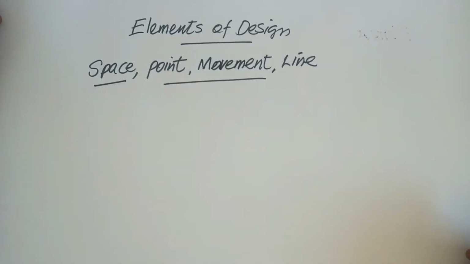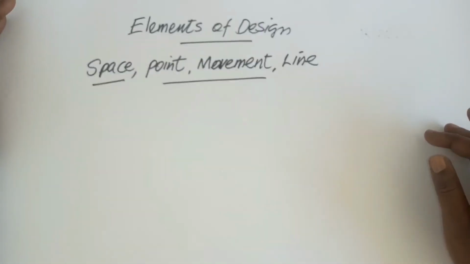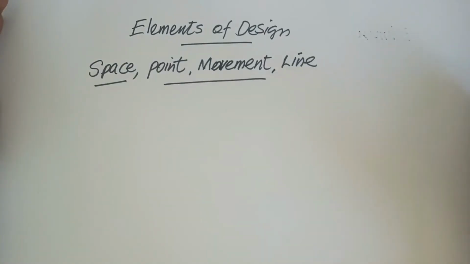Space. Space is the area we intend to make our drawing. So as far as an artist wants to make his drawing, he will decide the area he wants to make his drawing, and the area he chooses for his drawing is his space. So there is need for the artist to make a plan on how to work on his space.